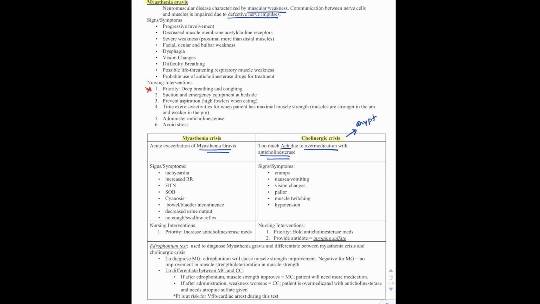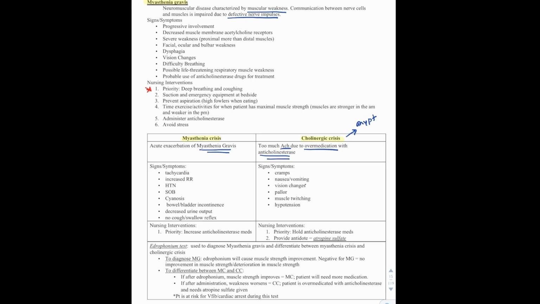All right, so let's look at the signs and symptoms. For myasthenia crisis, our signs and symptoms are tachycardia, increased respiratory rate, hypertension, shortness of breath, cyanosis, bowel and bladder incontinence, decreased urine output, and no cough or swallow reflex, again, because all those muscles are getting weak. Our signs and symptoms for a cholinergic crisis are cramps, nausea, vomiting, vision changes, pale, muscle twitching, and hypotension.